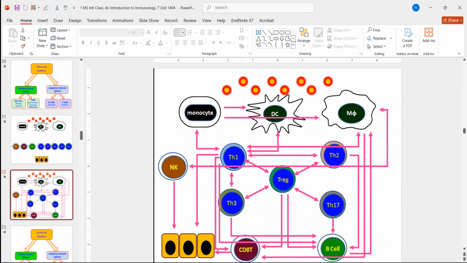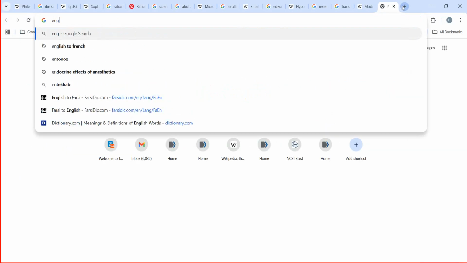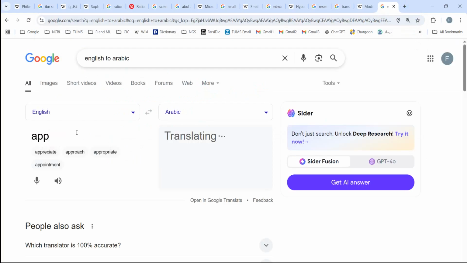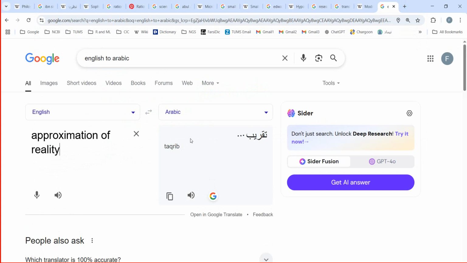So this word is very important. I just want to make sure that you understand the meaning of approximation. So let me just write it down in here. English to Arabic. Actually, I'm curious to know what approximation is in Arabic. تقدير. It's a تقريب, okay? Approximation of reality. تقدير أو تقريب. تقدير is different. تقريب is here. تقدير is completely different.